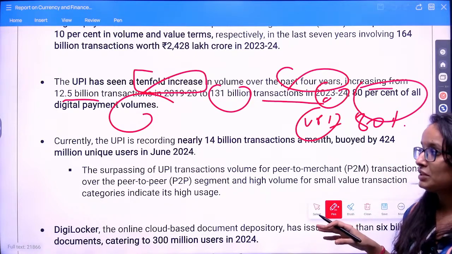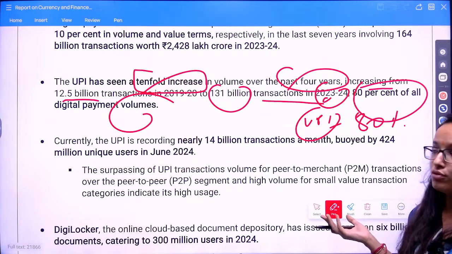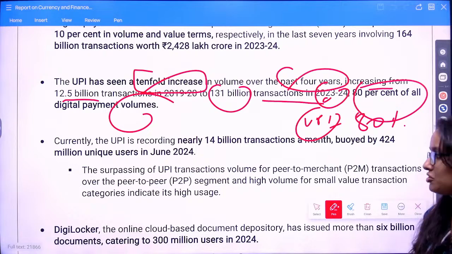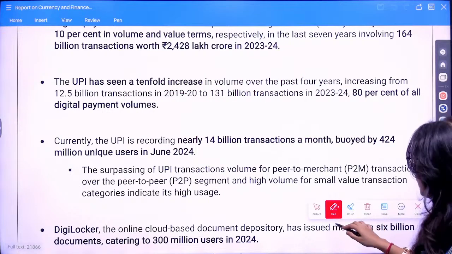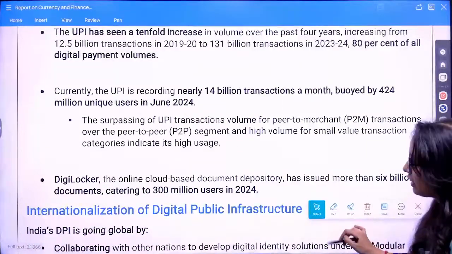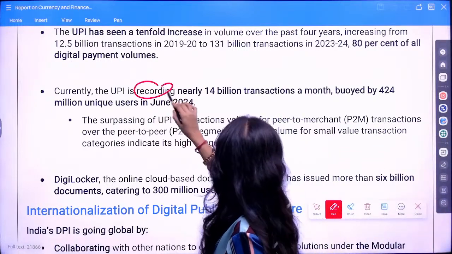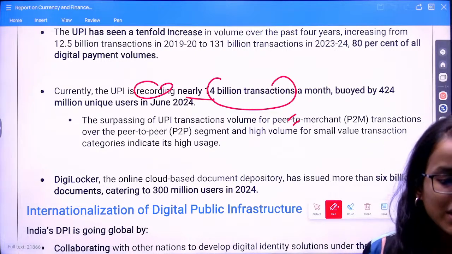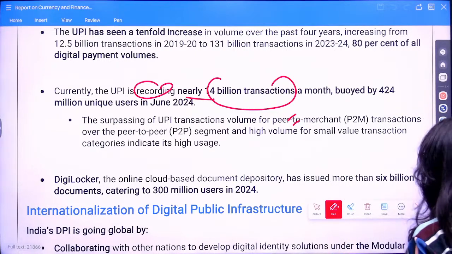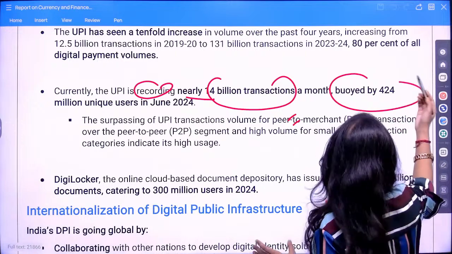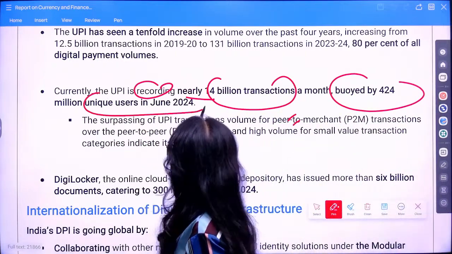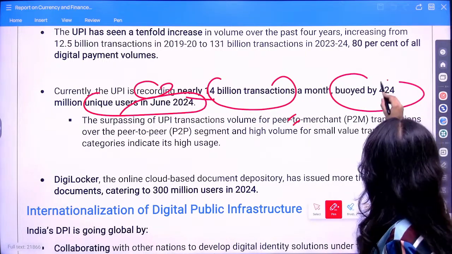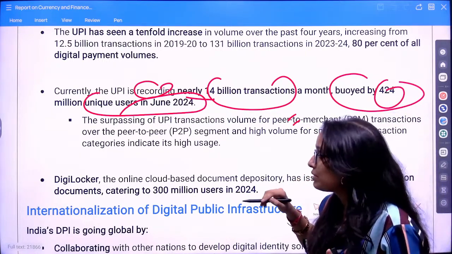Remember, it has increased for India almost 10 times, from 12.5 billion transactions to 131 billion transactions, in the last financial year. Now, currently, UPI is recording nearly 14 billion transactions a month. In a month, there are 14 billion transactions from UPI, and 424 million unique users have been added in June. So in just 1 month, June, 424 million unique users have been added.